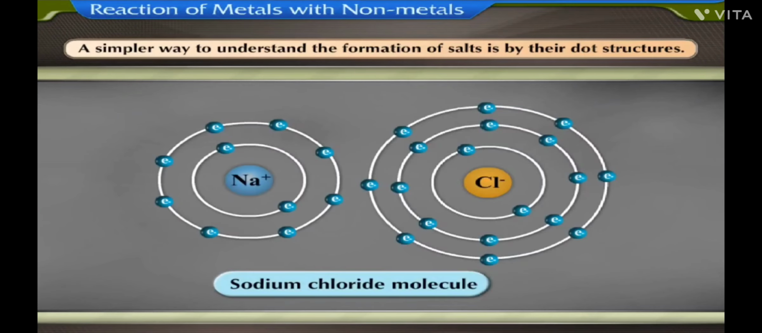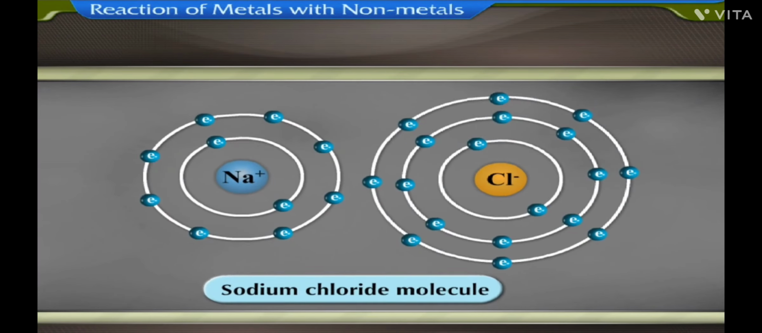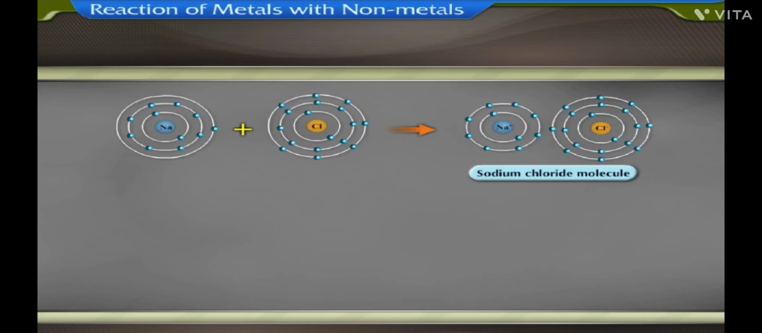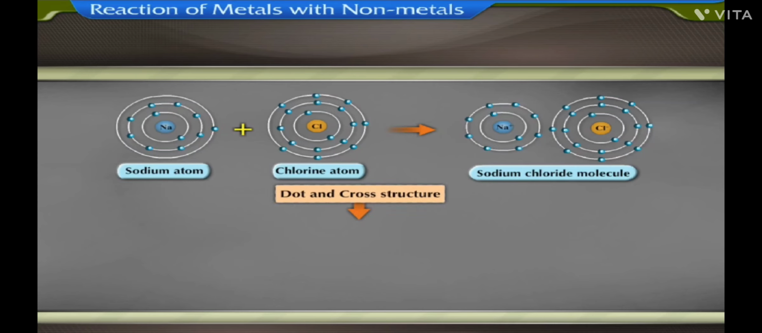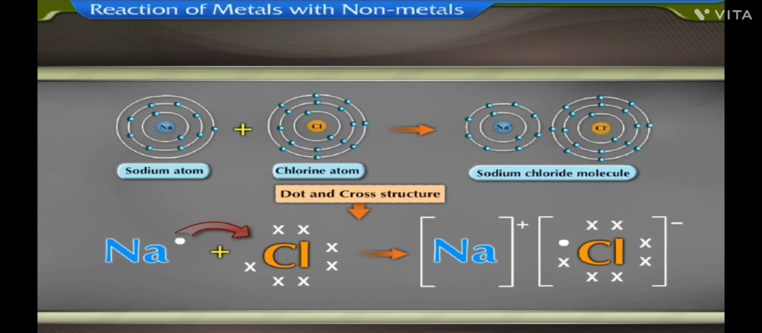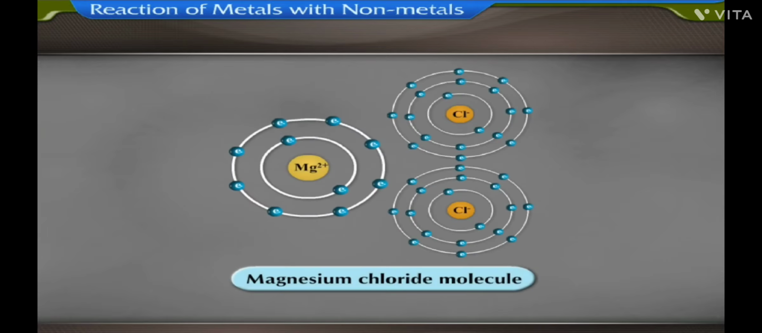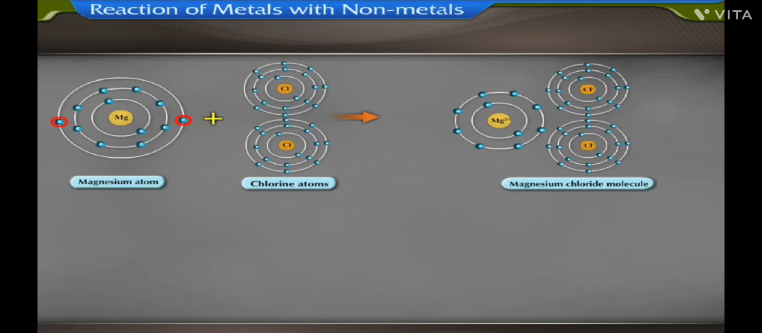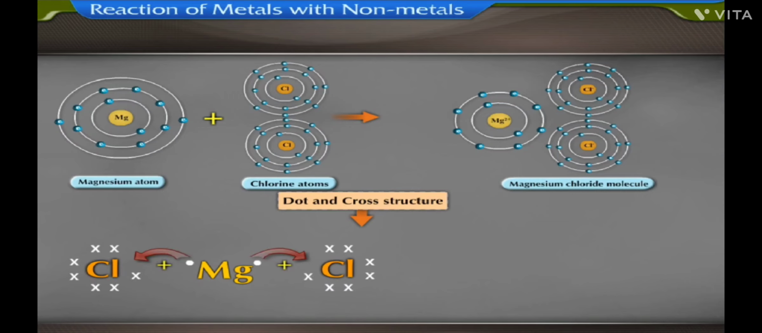A simpler way to understand the formation of salts is by their dot structures. Consider sodium chloride. It consists of one atom each of sodium and chlorine. The single valence electron of sodium is represented by a dot. The 7 valence electrons of chlorine are represented by crosses. The single valence electron of sodium is accepted by chlorine to form sodium chloride. Similarly, in the case of magnesium chloride, the 2 valence electrons are represented by 2 dots. These 2 electrons are accepted by 2 chlorine atoms, and this results in the formation of magnesium chloride.